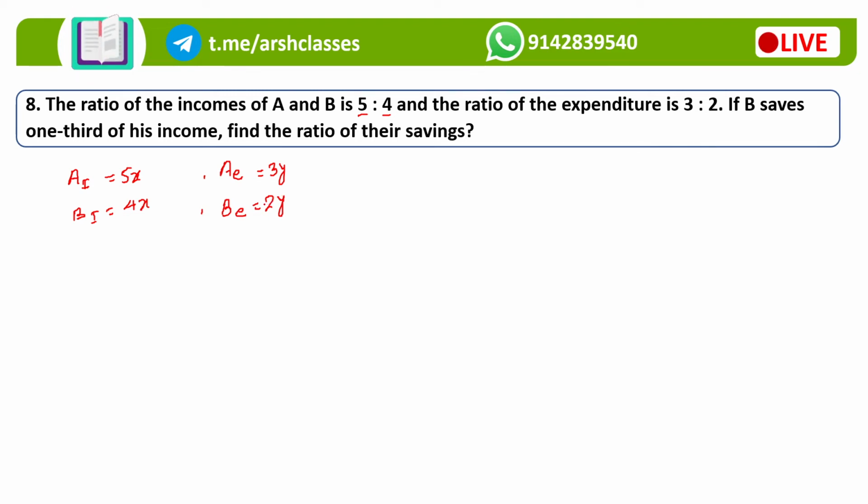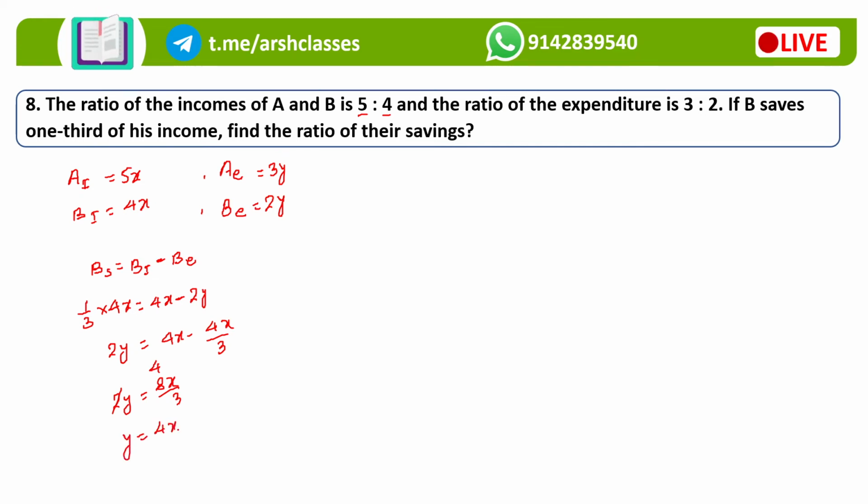If B saves 1/3 of his income, now the savings formula is B's saving will be how much? That is equal to B's income minus B's expense. It says that B saves 1/3 of his income. So B's income is how much? 2x. So this is 1/3 of B's income, which is 2x upon 3. Now B's income is how much? This is 2 times of x minus B's expenditure, which is nothing but 2 times of y. So can I take 2 times of y this side? I will get 2 times of y equals 2x minus 2x upon 3, right? And what we will get here is 2 times of y equals nothing but 4x upon 3. And instead of this y, what we can write is 2 times of x upon 3.